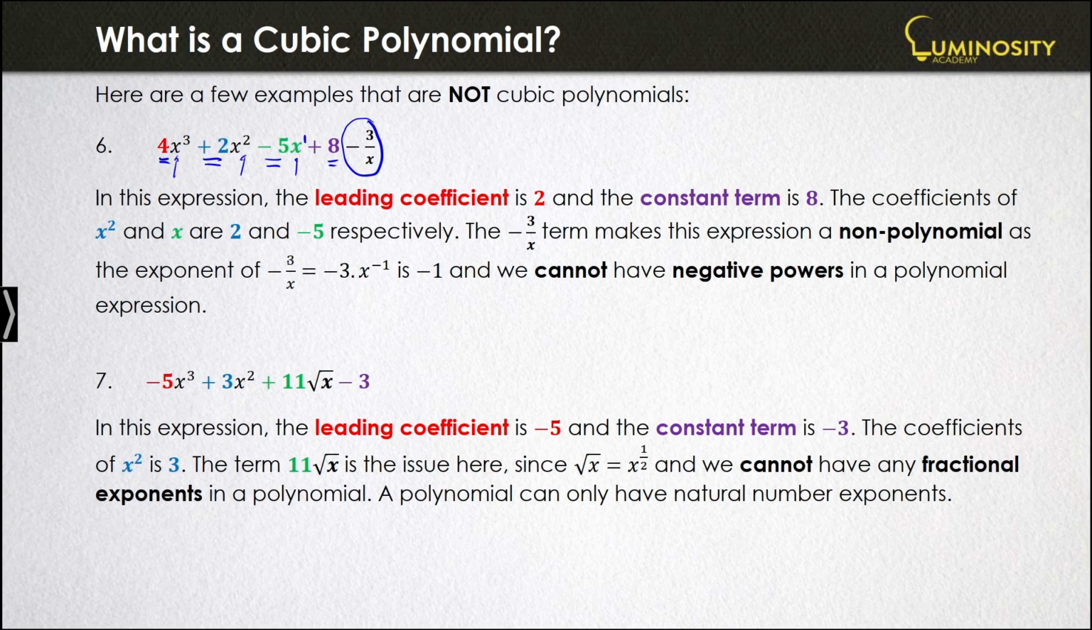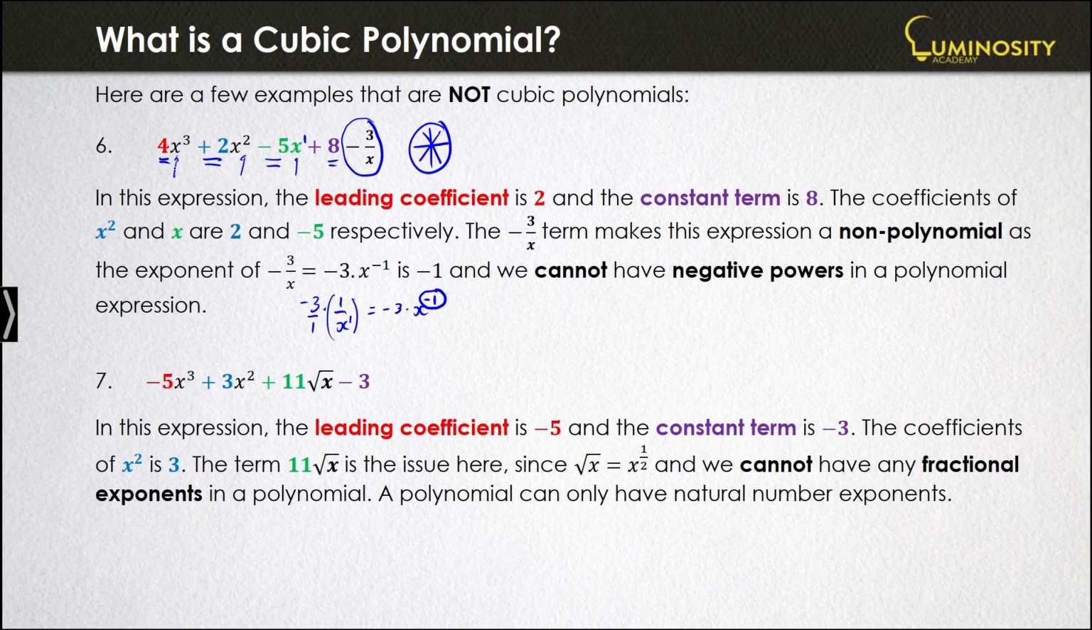But we can rewrite negative 3 over x as negative 3 times 1 over x, right? Because that's negative 3 over 1 essentially, times 1 over x. But this 1 over x, if I use my exponent laws, is x to the power negative 1, because if I bring that power up, it becomes negative. But that exponent is negative 1, and we can't have negative exponents in the powers for a polynomial expression. Therefore, this is not a cubic polynomial. Even though it's got a cubed term, it's not a cubic polynomial.